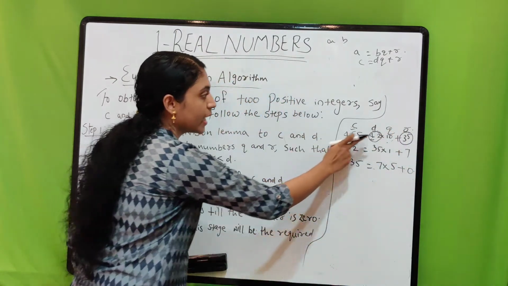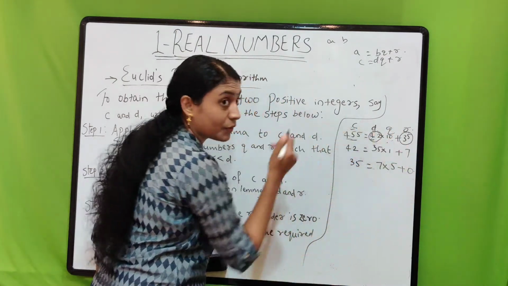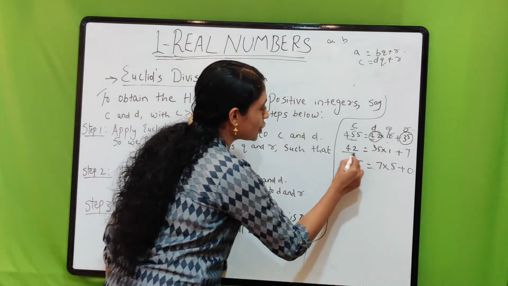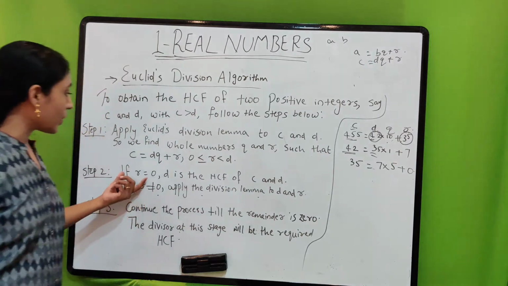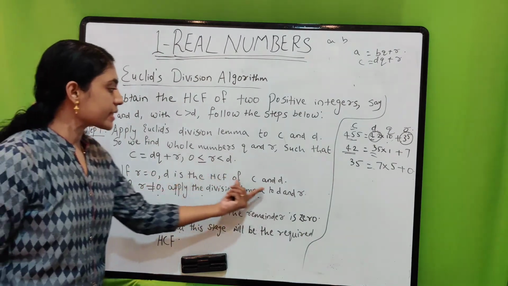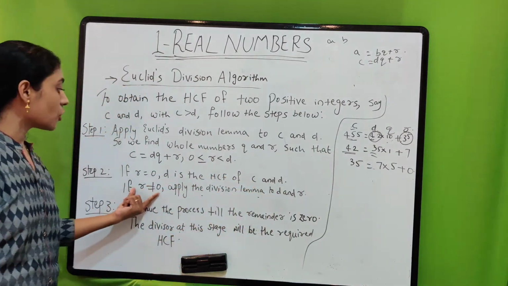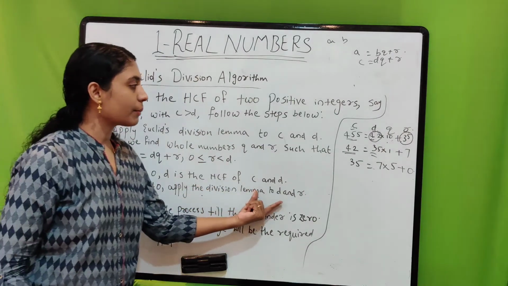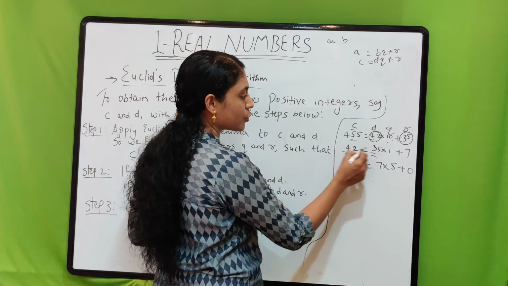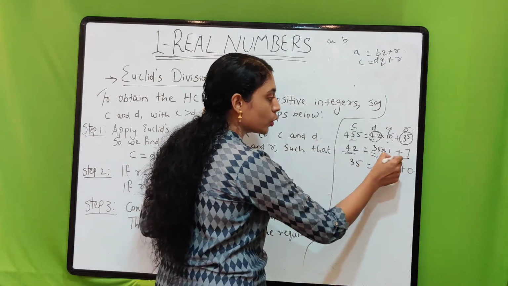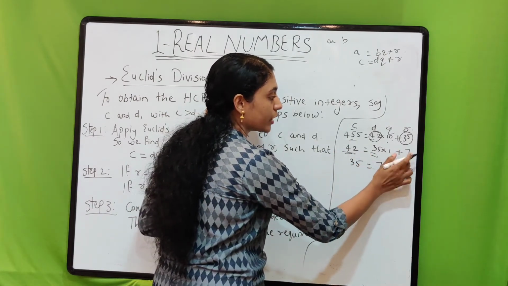So in this case, the remainder is not 0. So we apply division lemma to 42 and 35. That is D and R. Understood? So if R is equal to 0, then D is the HCF of C and D. If R is not equal to 0, apply the division lemma to D and R. So here we have applied division lemma to D and R. In this case also, the remainder 7 is not equal to 0.